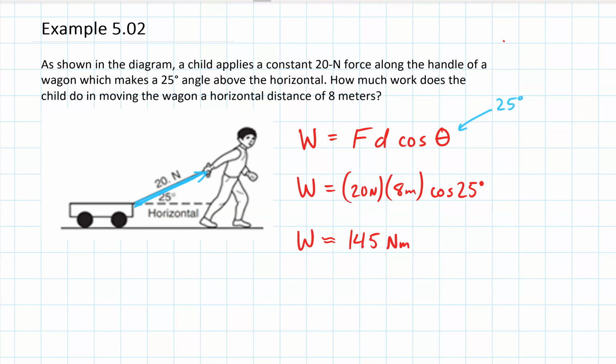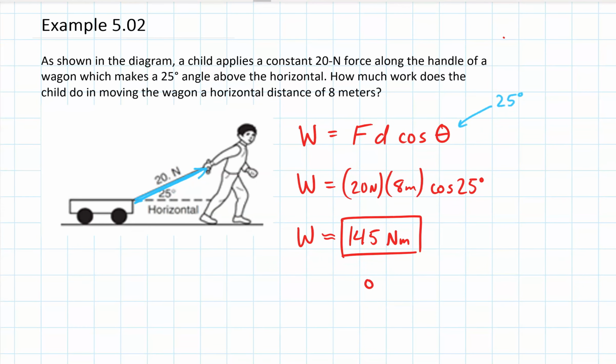145 Newton meters. We talked about units on the previous example. Remember, this is acceptable, a Newton meter, or its equivalent, 145 joules. Either one of those would be an acceptable unit for energy.